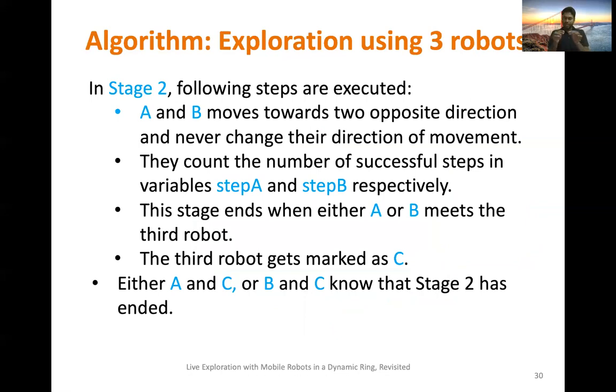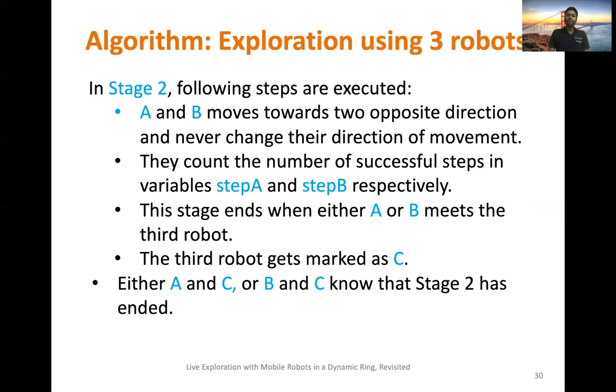Now, when A and B meet in the first stage, A and B start moving in opposite directions, and they will never change their direction of movement until the end. That's fixed. Now you see that when A and B are moving in opposite directions, if they meet again, that means exploration is completed, and A and B know that exploration is completed. But the situation may not be that easy because the adversary can block it, right?